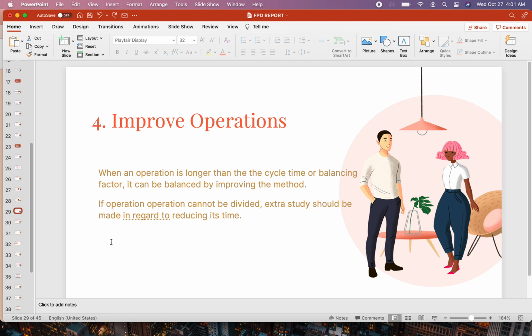Continuing from what Geneva had just discussed in the previous video, I will now proceed to the fourth method of getting balance for assembly operations, and that is improving operations. When an operation is longer than the cycle time or balancing factor, it can be balanced by improving the method. However, if in any case the operation cannot be divided, extra studies should be made in regard to reducing its time.